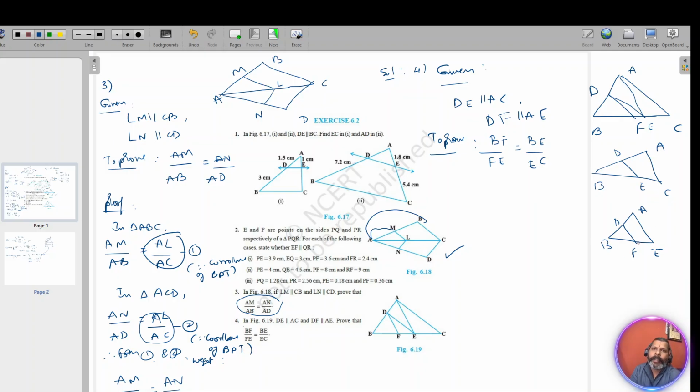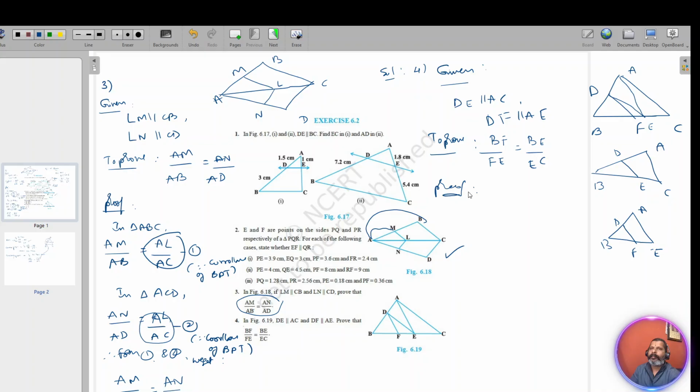Check out BF by FE. See, BF by FE means part, means it's a BPT directly. BE by EC. What is the common side? BA is common side, which has the parts BD and AD, same in both the triangles. Similarly, to the third question, you get the answer for this. But there it was corollary, here it is BPT directly. Okay. Now we'll say proof. Understood?